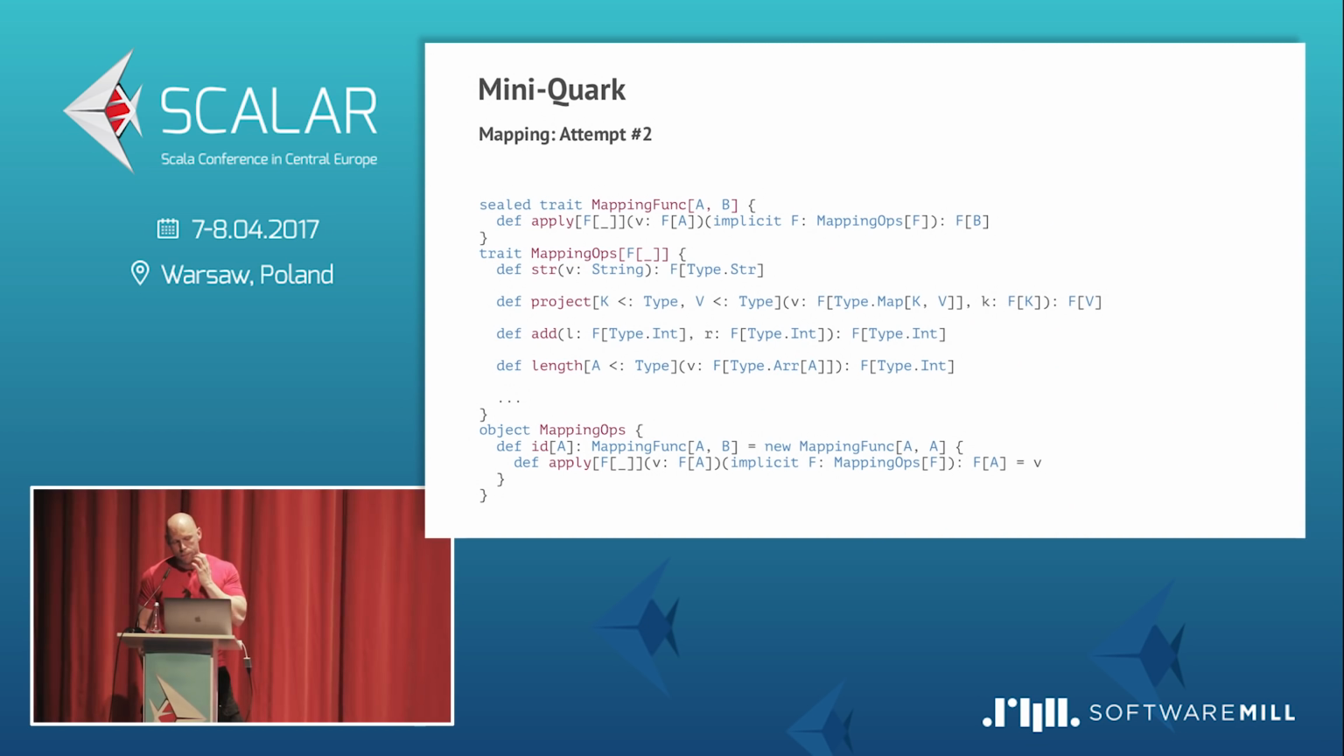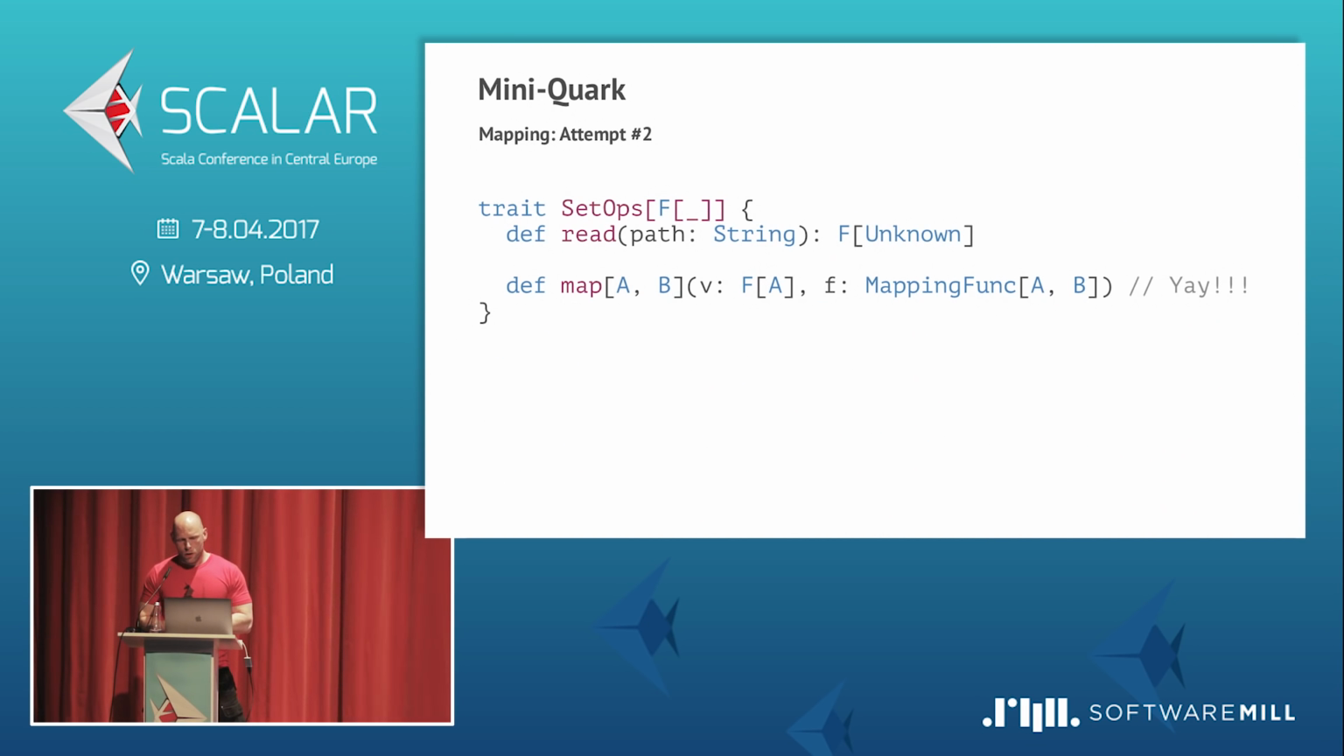And for mapping ops, you can do things like projection. You can project things out. You can add things. You can do lengths of arrays. You can do all these different things that you can do on an individual element of a data set. And then a mapping func is simply polymorphic over the set of all possible mapping ops. What it does is, given an f of a, it's going to return you an f of b. So it represents a transformation from an f of a to an f of b, where f represents the capabilities of these mapping operations which apply to individual elements of a data set.